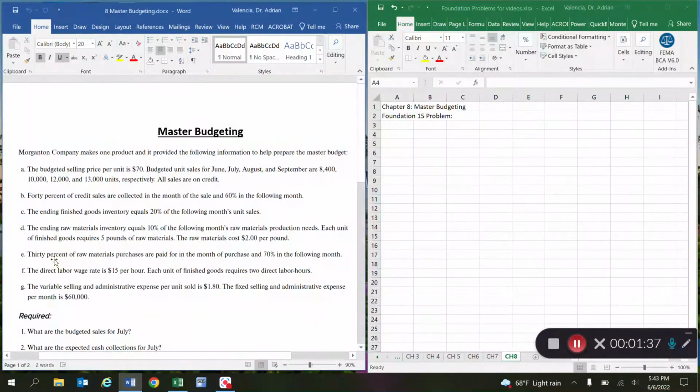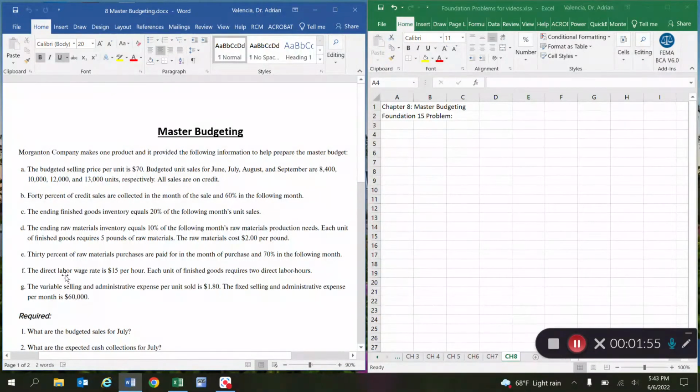Also given is the information that 30% of raw material purchases are paid for in the month of the purchase, and then 70% in the following month. So this affects accounts payable and the order in which we pay accounts payable. So we'll keep that information in mind.